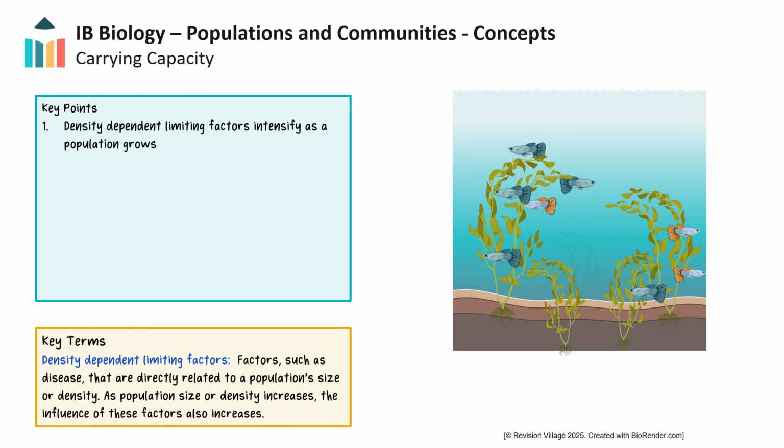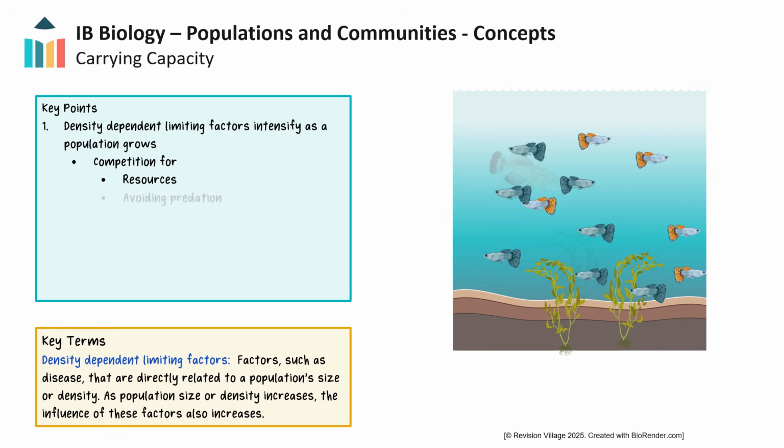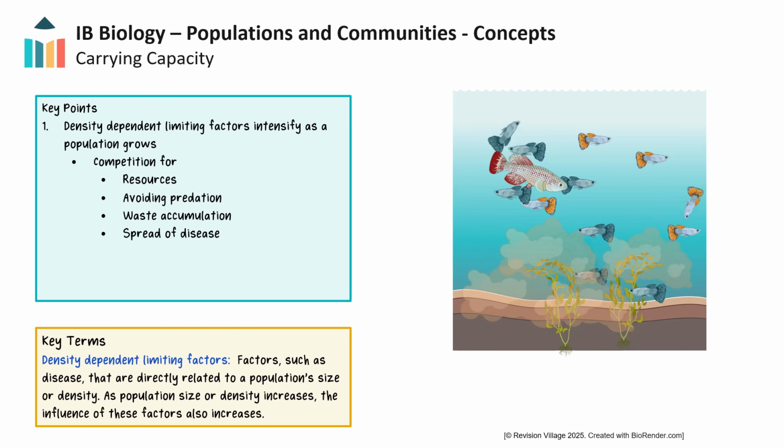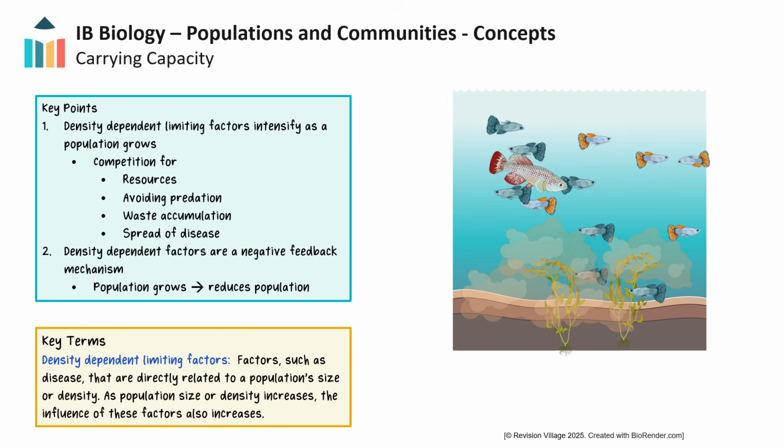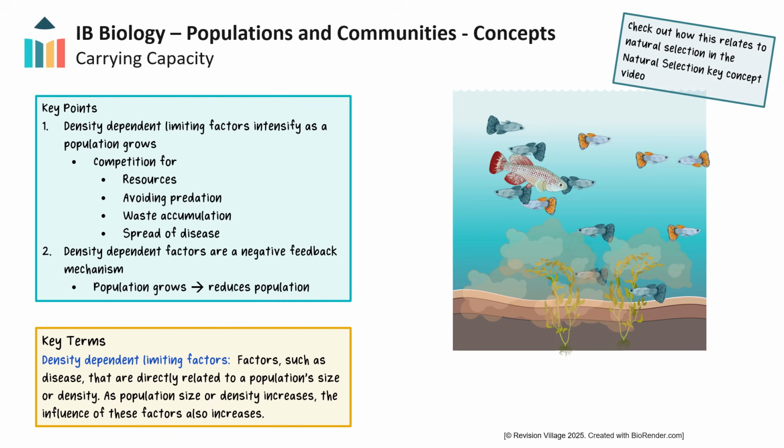Density-dependent factors intensify as a population grows and the density increases. These include competition for resources, avoiding predation, the accumulation of waste products, and the spread of disease. These factors serve as negative feedback mechanisms. As the population grows, these factors reduce the population size back towards the carrying capacity. In contrast, density-independent factors, such as natural disasters or climate changes, affect populations regardless of their size.